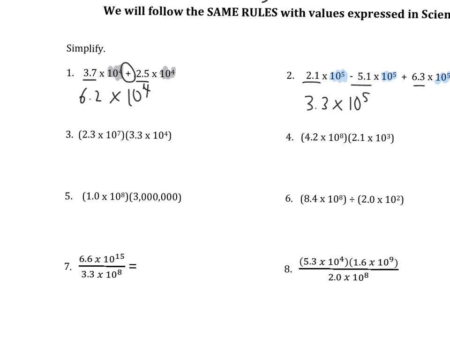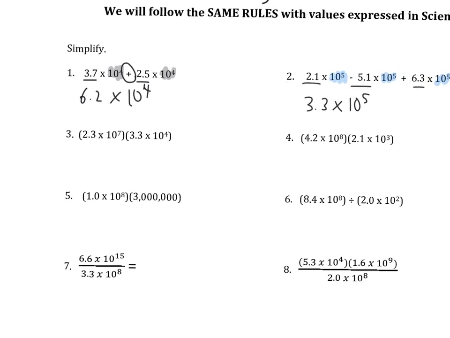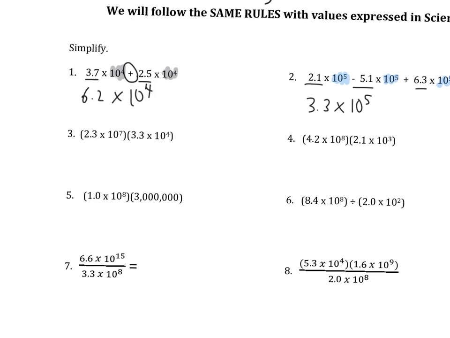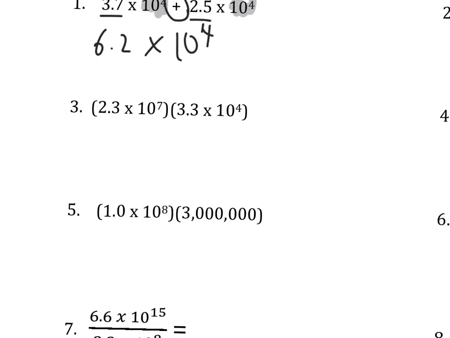All right, let's do some multiplication, and we'll do some division as well. Let's do number 3. Now, this is the review from exponents. When you multiply, these don't have to be the same, right? Because you keep the base and you add the power, so 10 to the 11th power. And then the coefficients, you would multiply them since this is a multiplication question. So 2.3 times 3.3 is 7.59 times 10 to the 11th power.